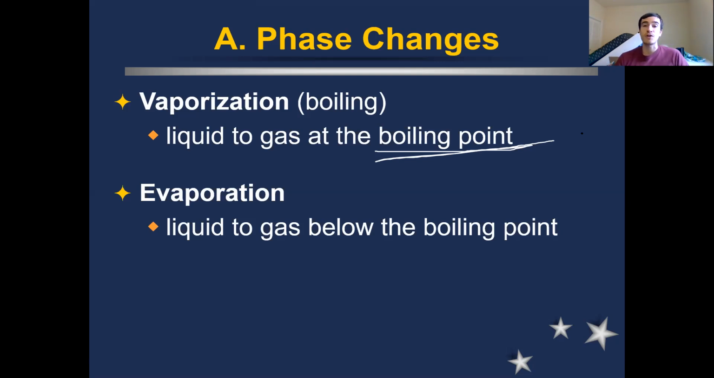And because of all this heat energy that it's getting, it'll start continuously turning from a liquid into a gas. And we call this vaporization. That's not the only way that liquids can turn into gases, though. We can also have evaporation. This is when we get that change still going on, but it happens below the boiling point.